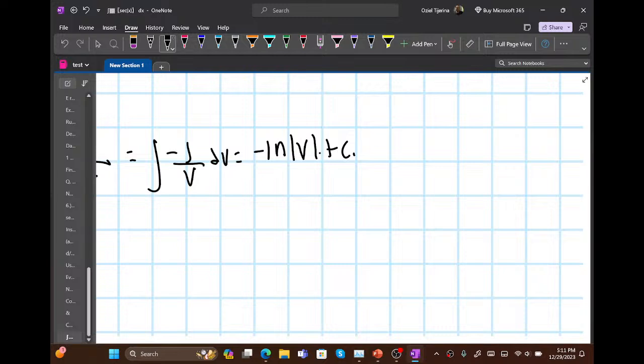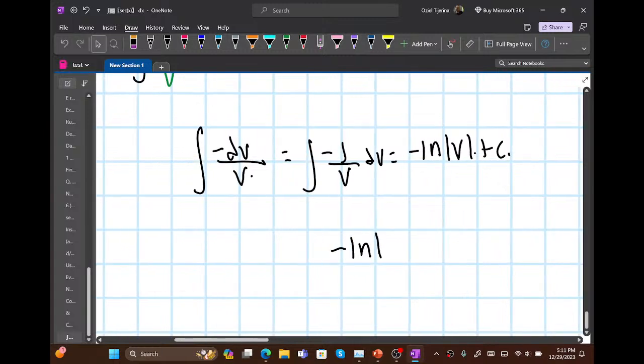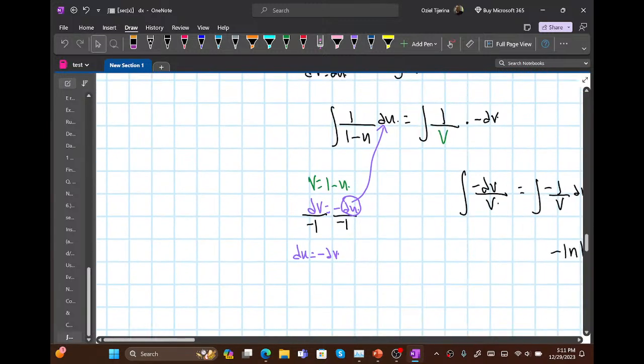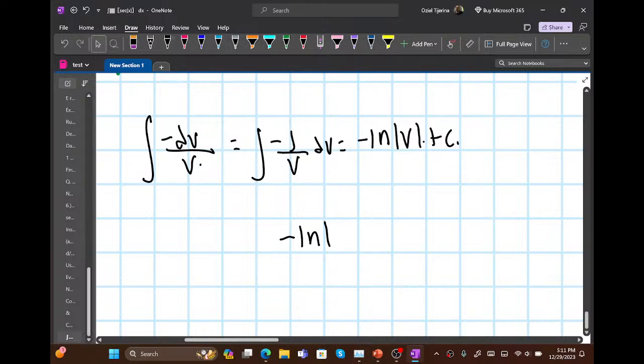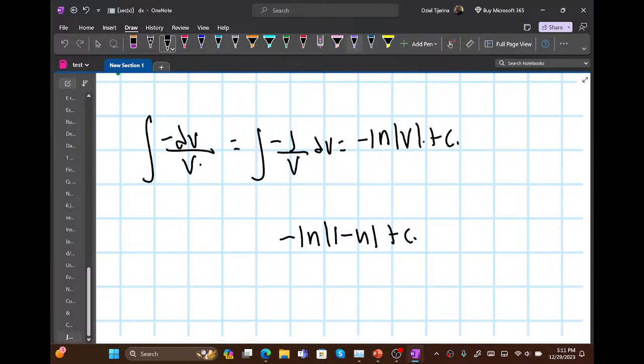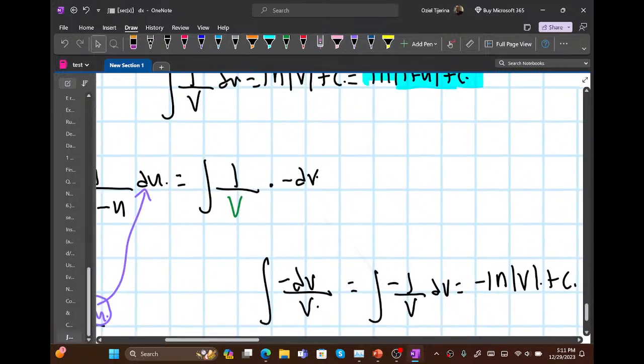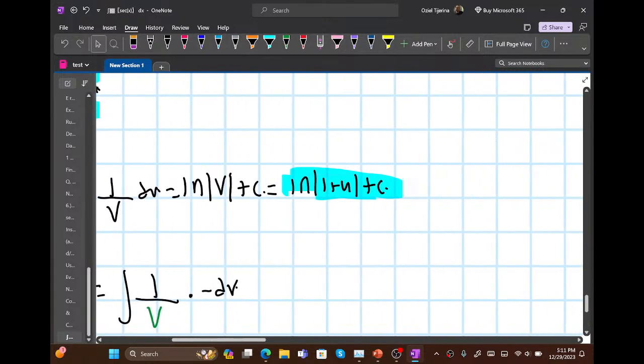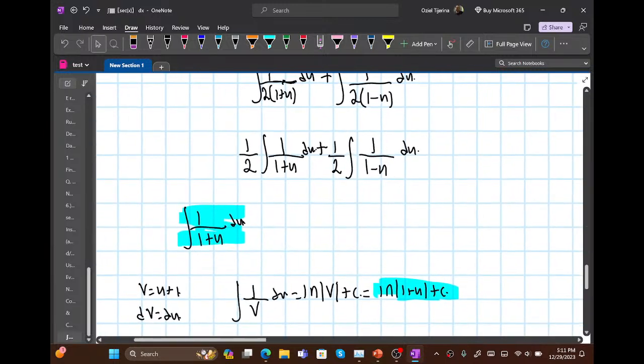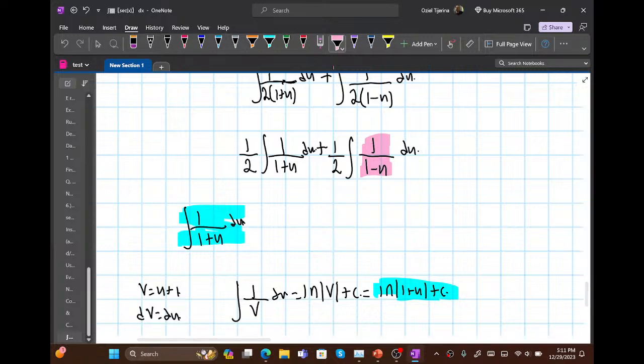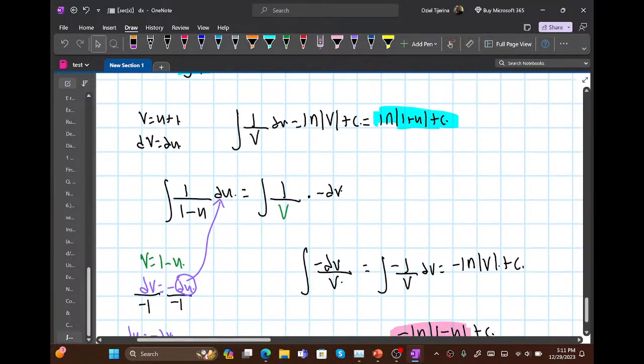In other words, this is going to equal negative natural log of the absolute value of 1 minus u, I think, was what it was. Yes, 1 minus u plus our constant of integration c. And so this is what we're going to put in for this.